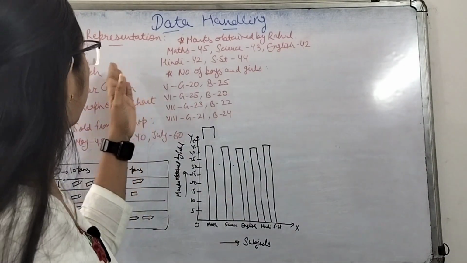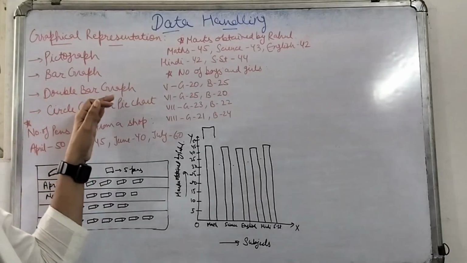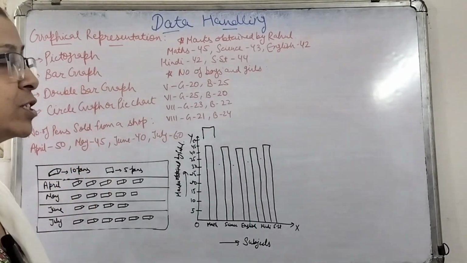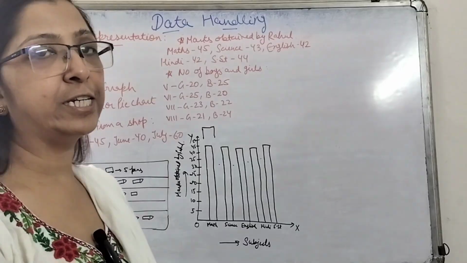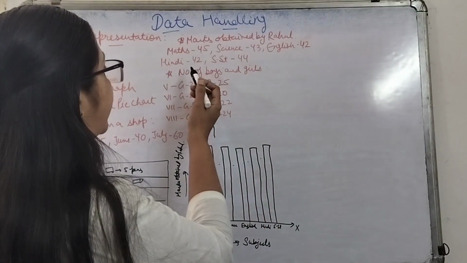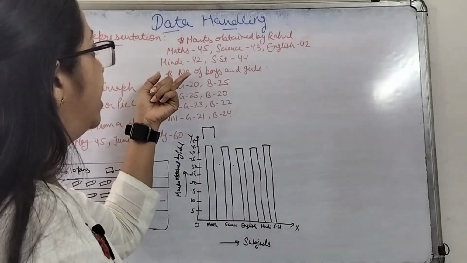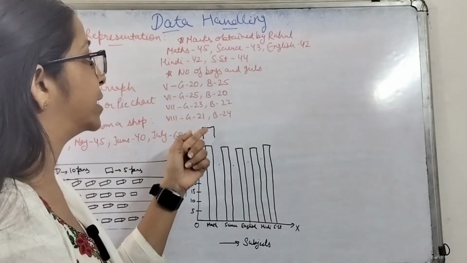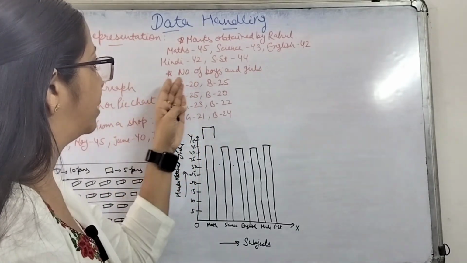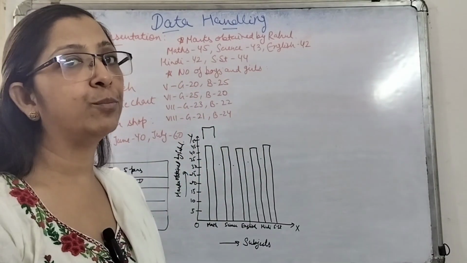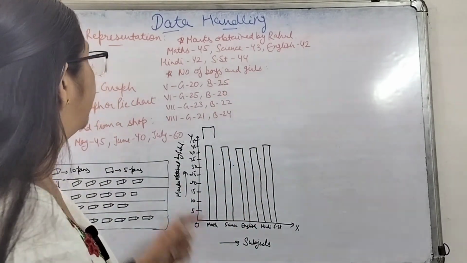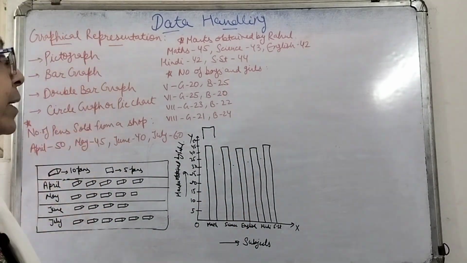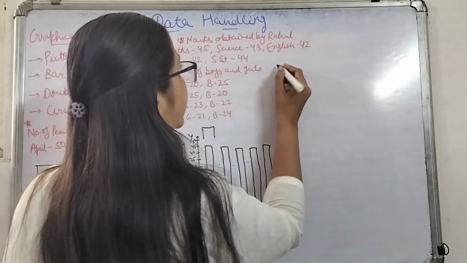Now, if we have to represent the data in a double bar graph, where is a double bar graph used? A double bar graph is used where we are comparing any two things. Suppose our data is the number of boys and girls in various classes. In various classes, how many girls are there and how many boys are there. If this type of information has to be represented, then we will represent it through a double bar graph. So how will we represent it?